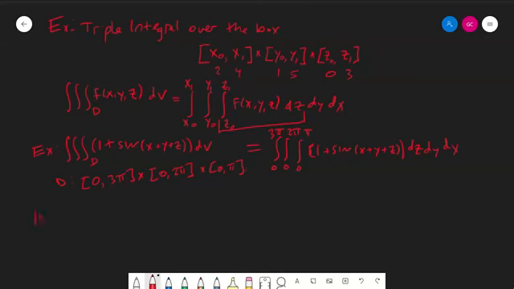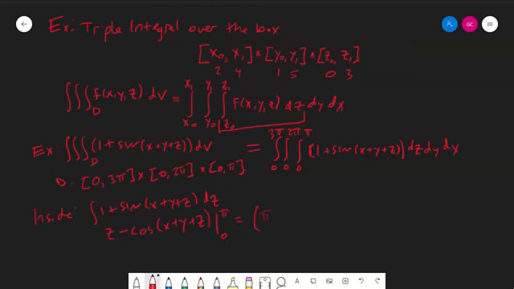Okay, so let's do that inside integral. So I want the integral of 1 plus sine of x plus y plus z dz. The integral of 1 is just z, and the integral of sine of all of this stuff is minus cosine of all of this stuff. In principle, I should maybe do a substitution to integrate sine, but the substitution is pretty simple in this case. You can just take the derivative of this function here and see that you do in fact get 1 plus sine of all of that. So that's from z equals 0 to z equals pi.